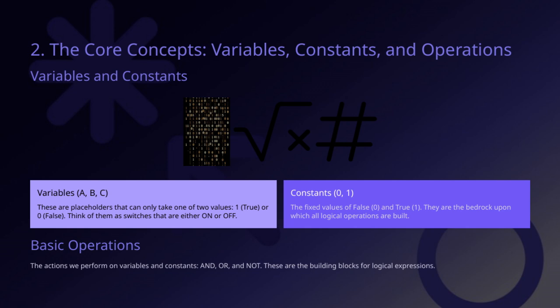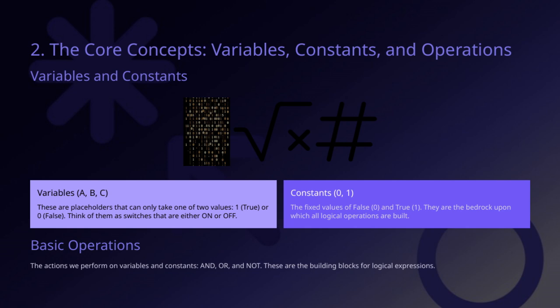Now, these operations act like switches. They can only be in one of two states, on or off, which correspond to 1, true, or 0, false. So, whenever we perform an operation, we're essentially toggling these switches, combining simple true or false values into more complex logic. Finally, we have variables like A, B, and C.